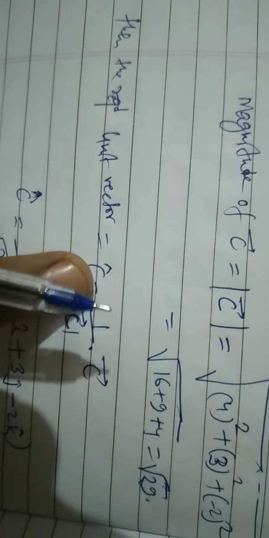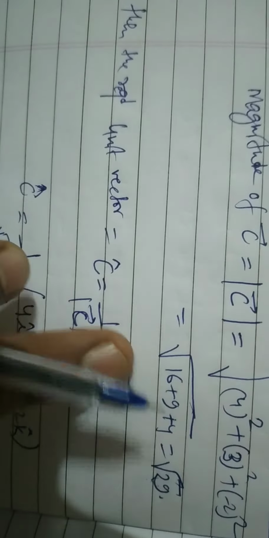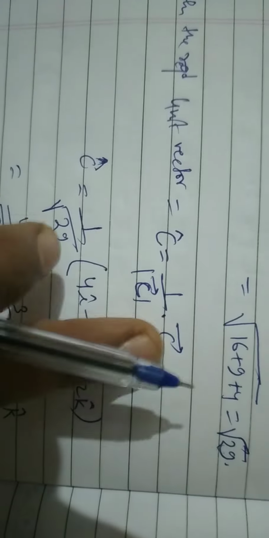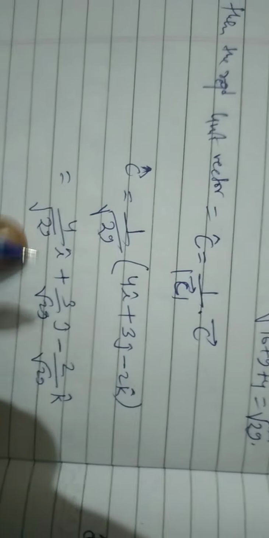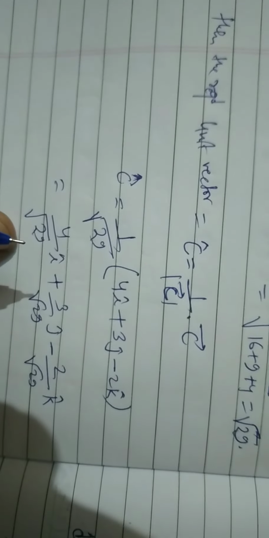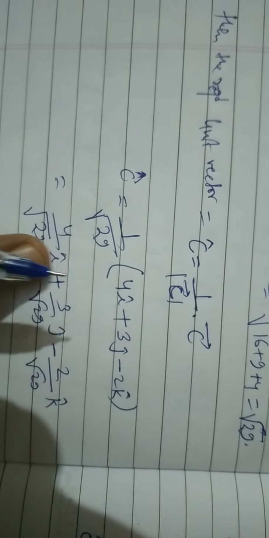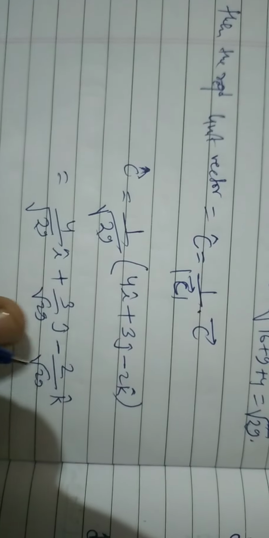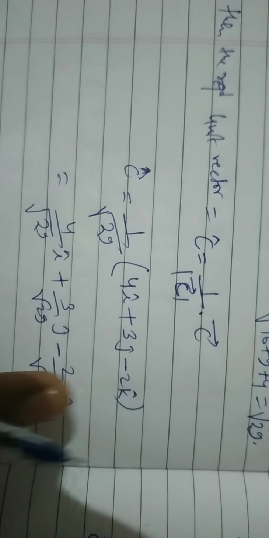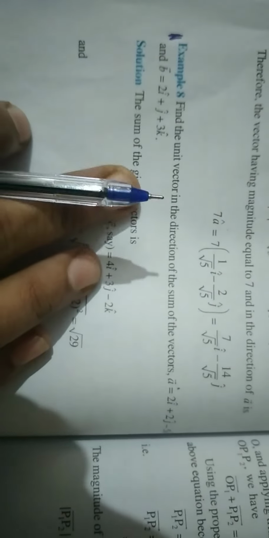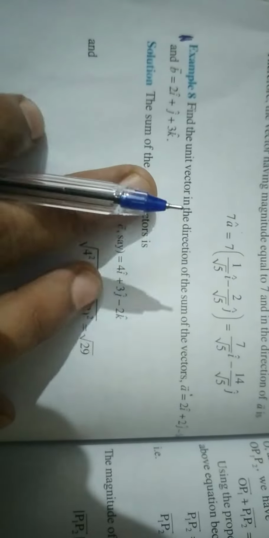Unit vector c cap is equal to 1 upon magnitude of c into vector c. By putting the values, we get the required unit vector equal to 4 upon root 29 i plus 3 upon root 29 j minus 2 upon root 29 k. Thus we have explained both terms, addition of vectors and unit vector, by this example.